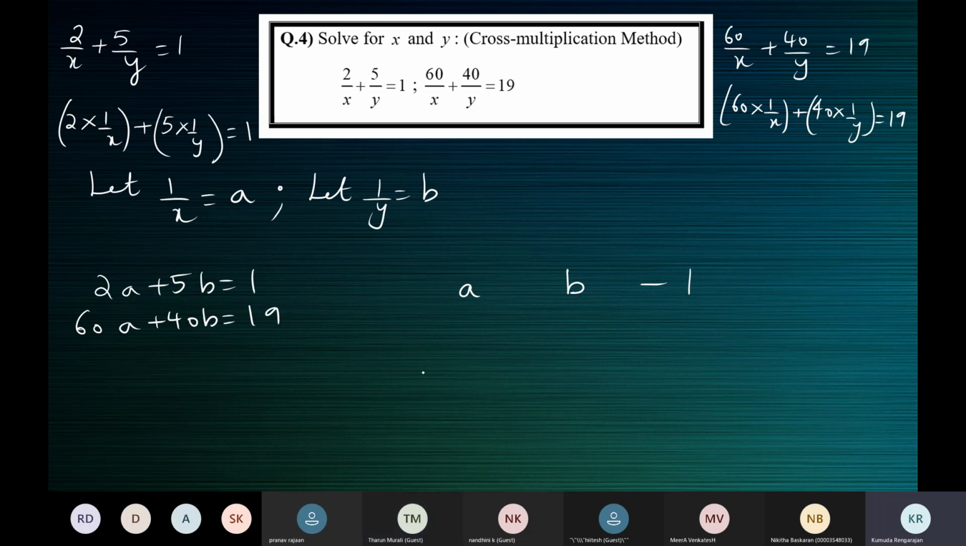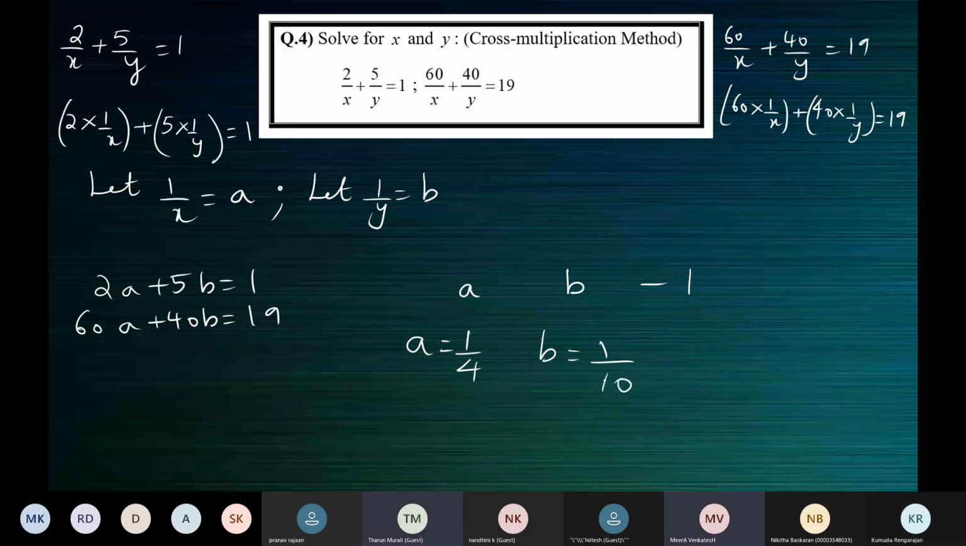Okay, what are the values of a and b? Ma'am, a is 1 by 4 and b is equal to minus 1 by 10. x is equal to 4 and y is equal to minus 10. What's the value of a, you said? Ma'am, 1 by 4. And the value of b? Minus 1 by 10.